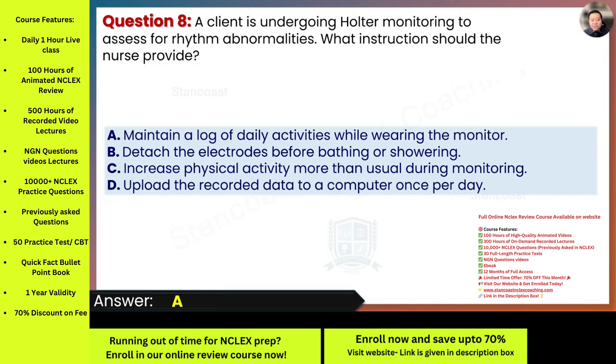So when a client is undergoing Holter monitoring, the main goal is to assess their heart rhythm over a time of 24 hours, even 48 hours, to identify any abnormalities that might not show up during a brief EKG. And one of the key aspects of this monitoring process is keeping a log or a diary of those daily activities and symptoms. And so letter A will allow the client to document their activities and any experiences like palpitations, maybe dizziness or chest discomfort, and the time when these symptoms occur.